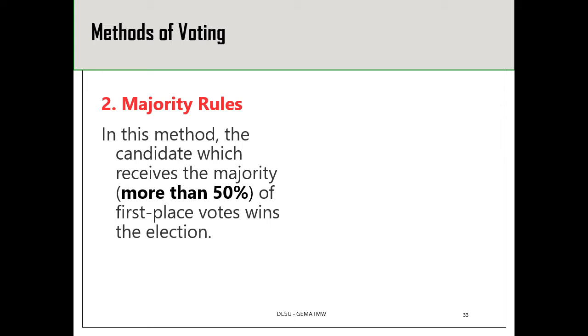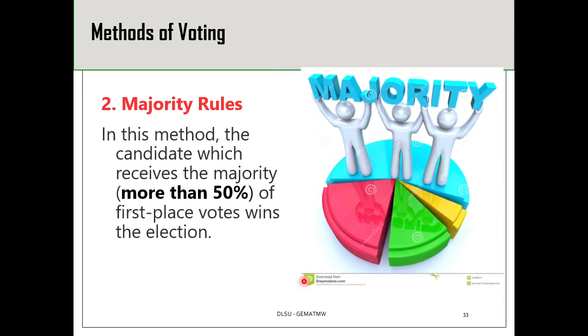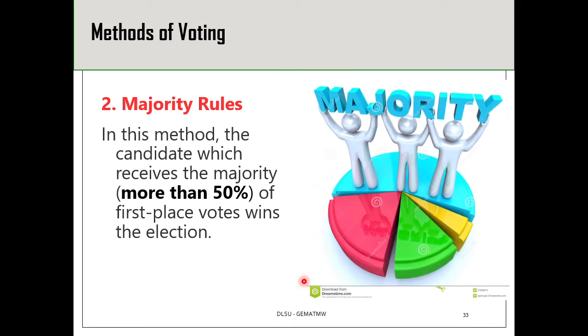In this method, if a candidate receives a majority, or more than 50% of the first place votes, he is declared the winner. Now, this is not to be confused with majority criterion because majority criterion is a fairness condition, whereas majority rule is a voting method.